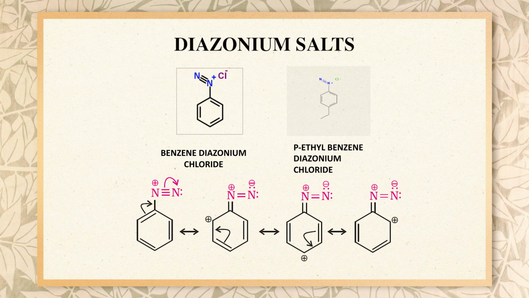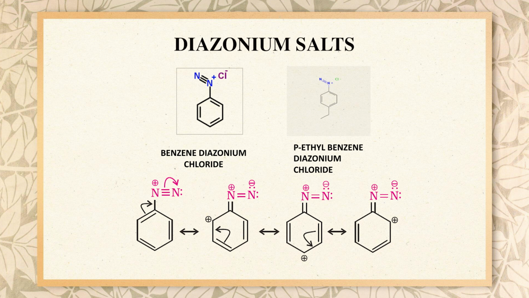To name diazonium salts, add the word diazonium to the name of the parent hydrocarbon. This is followed by the anion name. Consider the compound shown here on the right hand side. There is a diazonium group plus an ethyl group at position 4 on the benzene ring with the chloride ion. The correct name of this compound is para-ethyl benzene diazonium chloride.